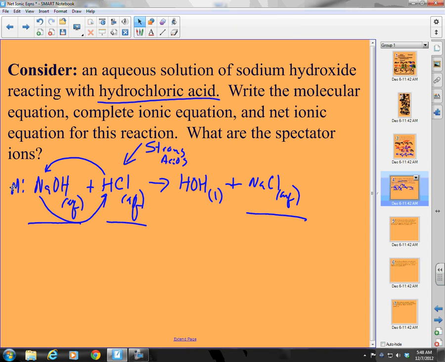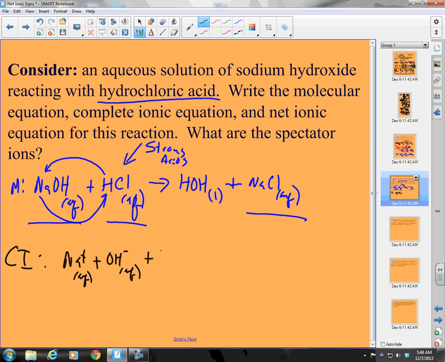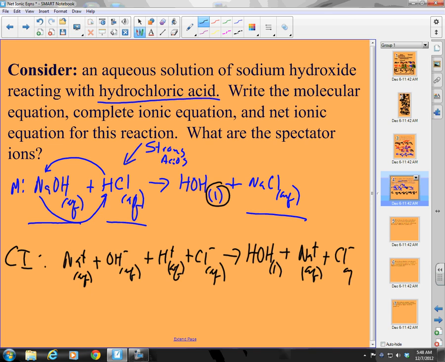So let's go to the complete ionic, and I have Na+ aqueous plus OH- aqueous plus H+ aqueous plus Cl- aqueous. What do we do with liquid? We don't do anything with liquids. If they're liquids, they stay together. It's only aqueous ionic, or aqueous strong bases that we split up. Na+ aqueous and Cl- aqueous, right?